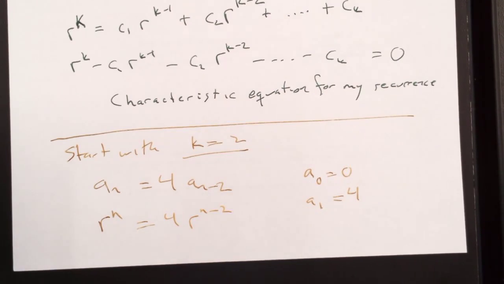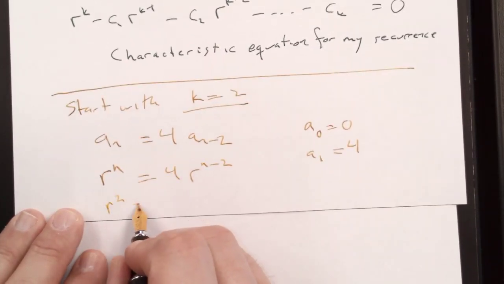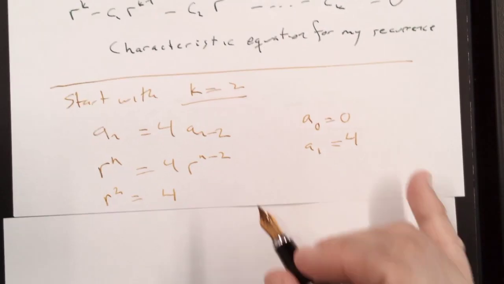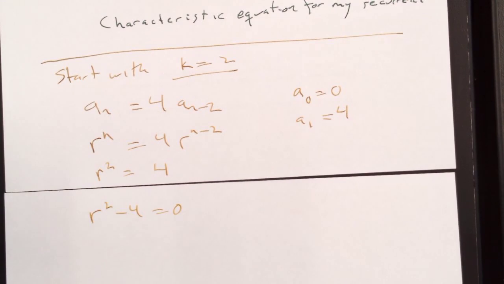I replace the an with r to that power. I then divide by the smallest power. Put it all on one side. And I get r squared minus 4 equals 0. So far, so good? What are the roots of that equation? Solve that for r.